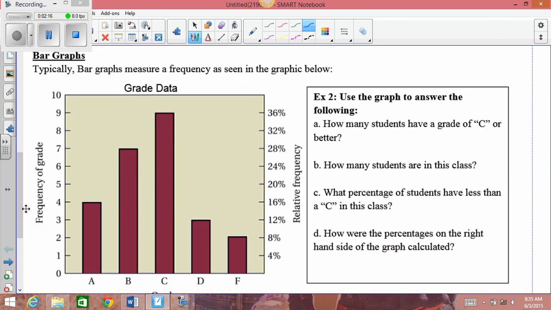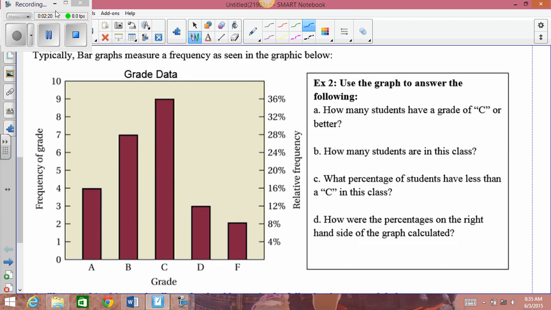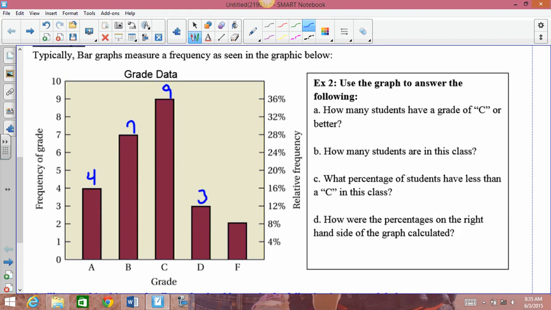With your bar graph here, you can see that this is data representing folks' grades, and you can see the grades on scale down below, A through F. On the left-hand side, it's the frequency of that grade. So for example, those that got an A, there would be 4 students. Those that got a B, 7 students. Those that got a C would be 9. Those that got a D, about 3 students. And for an F would be 2 students.